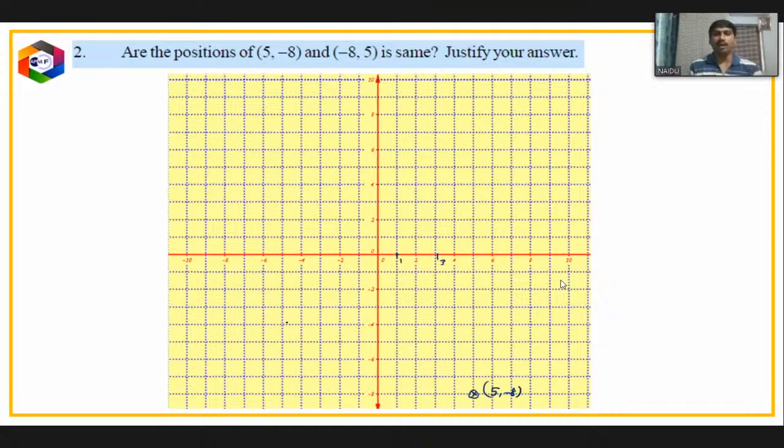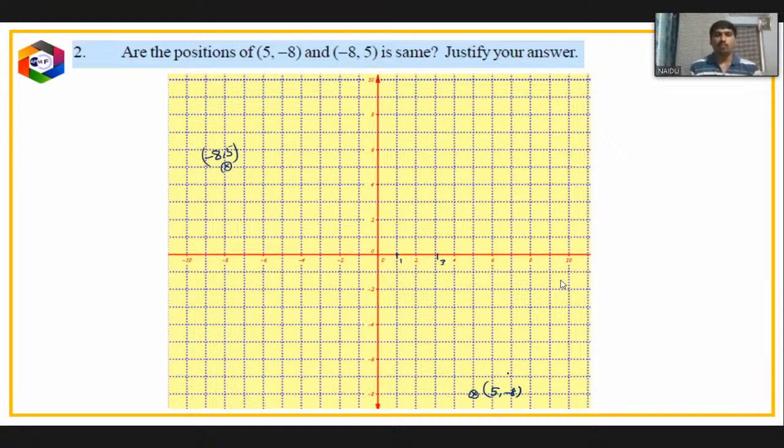And now (-8, 5). First, from the origin toward the negative direction of the x-axis, 8 units we have to move. So that is here, and 5 is the given y value. That means either upside or downside, but 5 is positive. Therefore, no doubt at all, it is the positive direction of the y-axis. How many units? 5 units. So in between 4 and 6, straight from minus 8. So this is the point (-8, 5).